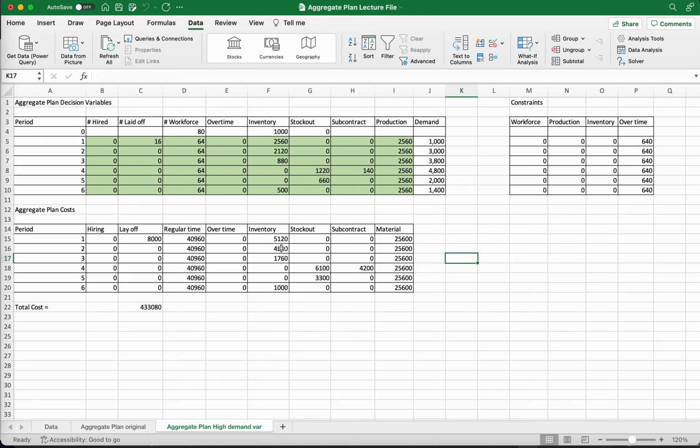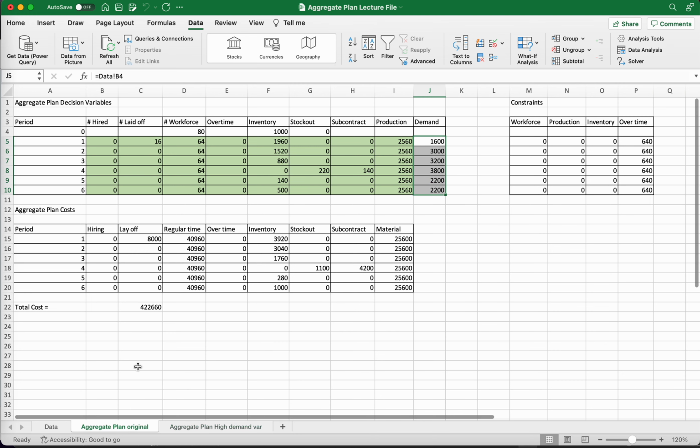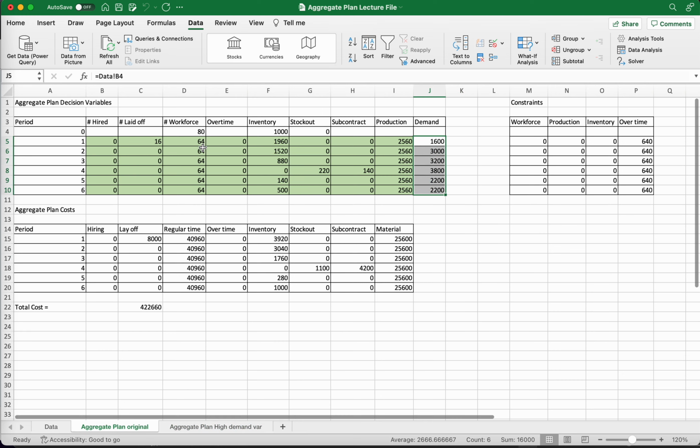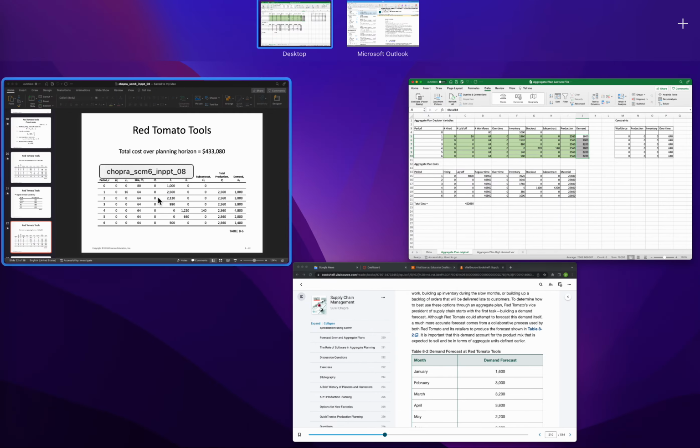So 5100, 4200. You hold a lot more inventory, and so your inventory costs go up, and the aggregate plan costs go up from 422,000 and odd to 433,000. It's almost $11,000 more than what you had before. That's just the change in variability in demand. So you can actually tie the variability in demand to change in cost. Even here, you're still laying off 16 workers. You end up with 64 workers for the whole planning period. It's the same, but still, because of variability in demand, the total cost goes up.